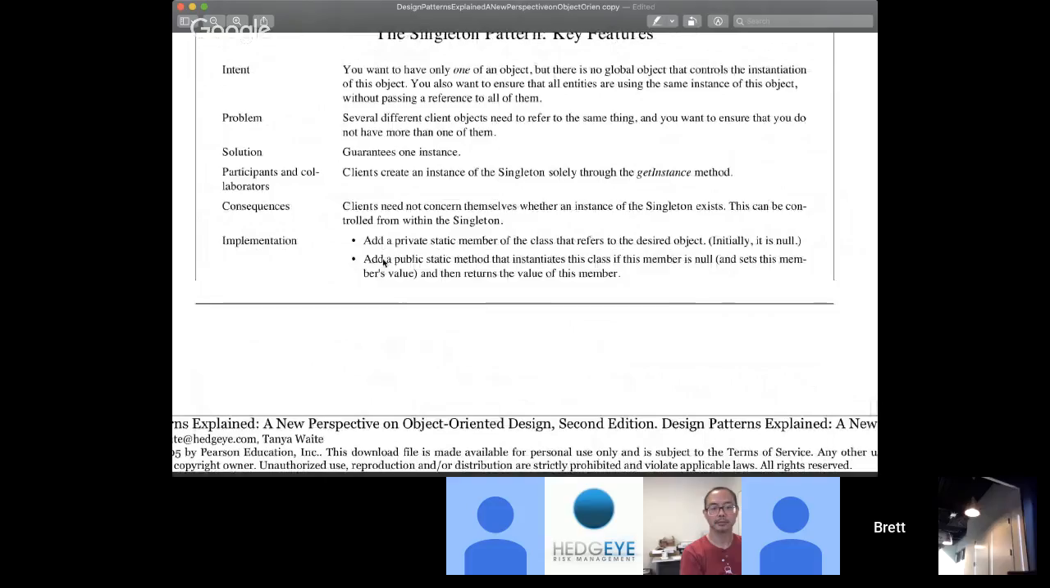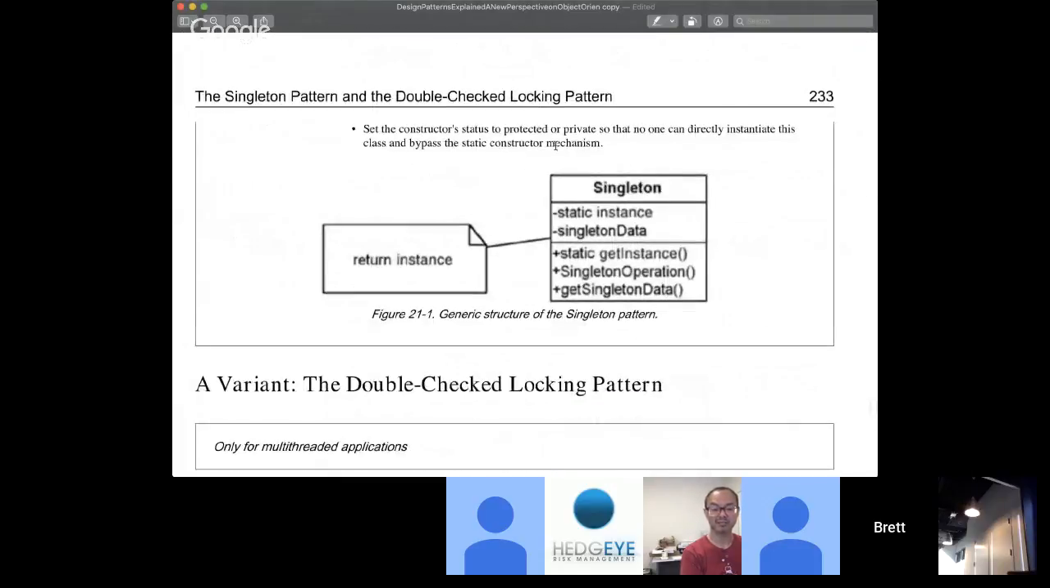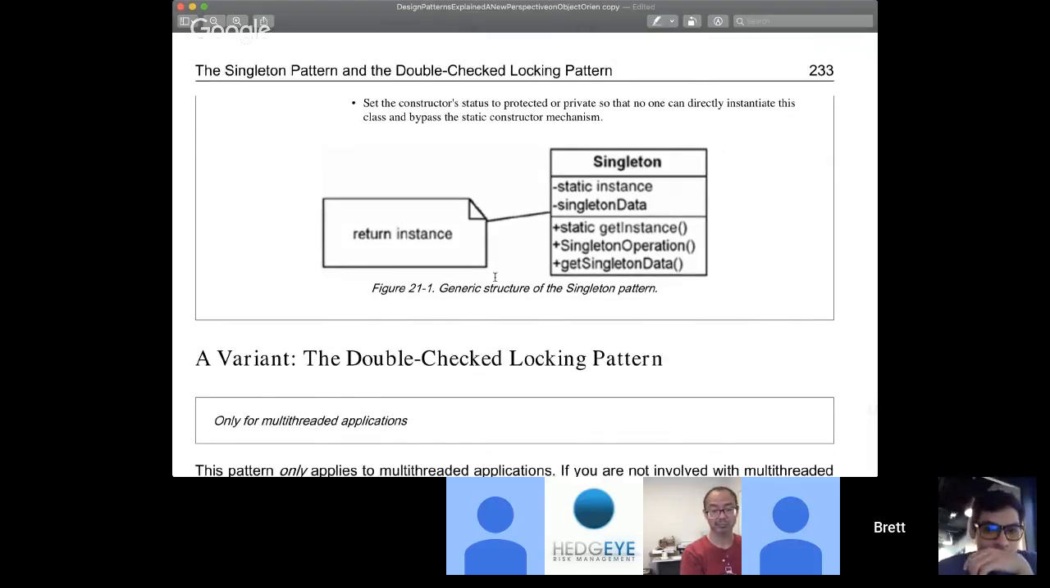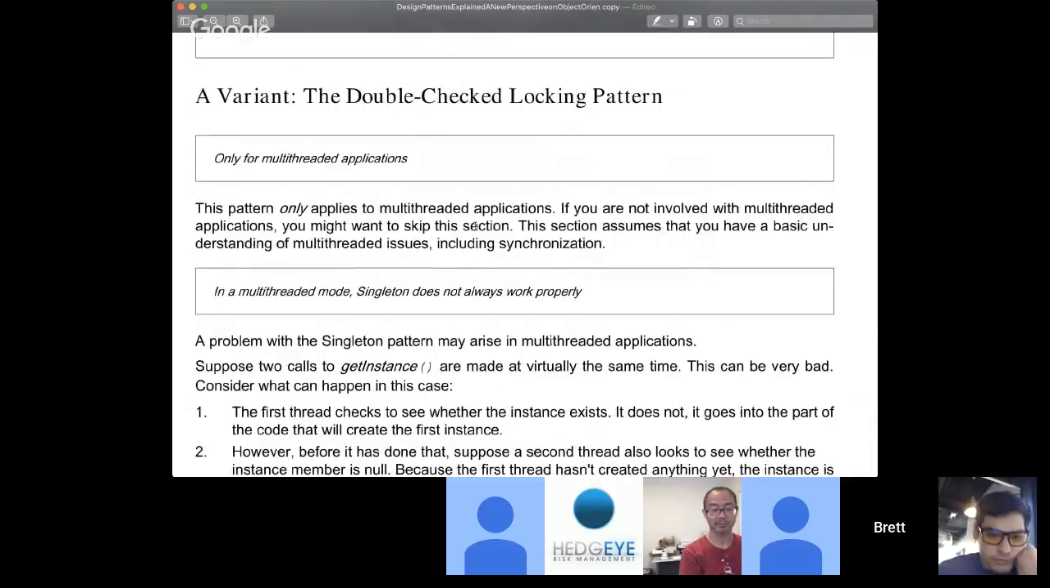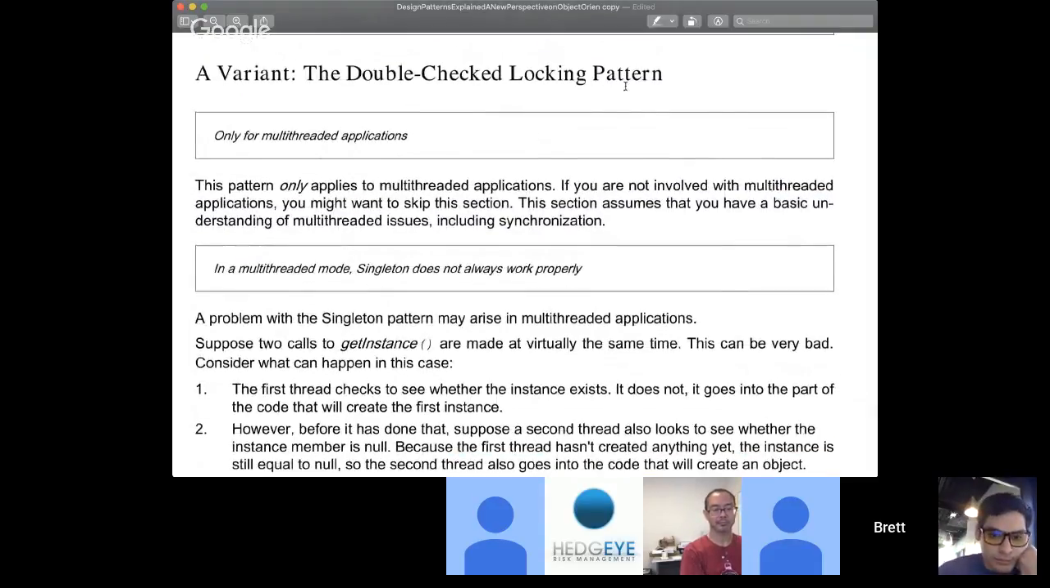So let's overview. This is just a picture of how there's get instance and how these are private. And I love how this chapter says, if you're not involved with multi-threading applications, you might want to skip this section. We'll go over it, but yeah, never heard of it. Never had to use it. Has anyone here had to use the double check locking pattern? I don't know if we called it that, but you hit that issue with multi-threading, yes.